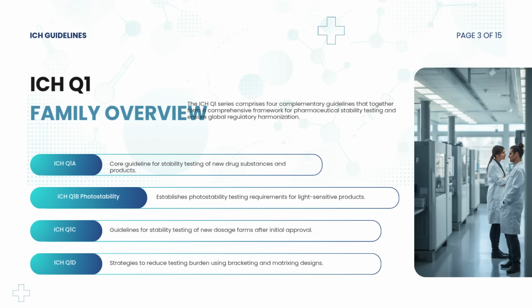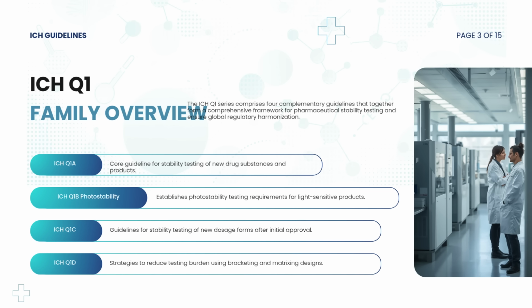So the second one is ICH Q1B. This guideline sets forth the requirements for photostability testing. It's particularly important for products that are sensitive to light, ensuring they remain stable when exposed to light over time. So ICH Q1C focuses on stability testing for new dosage forms that are developed after the initial approval of a drug. This ensures that any new forms maintain the same high standards of stability and quality.